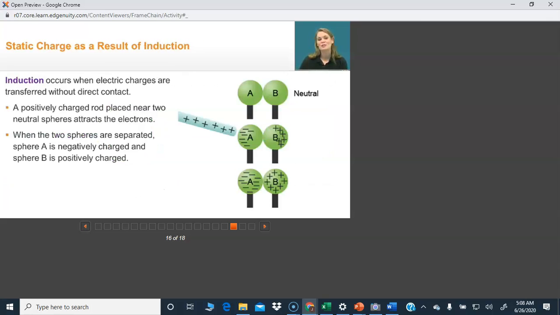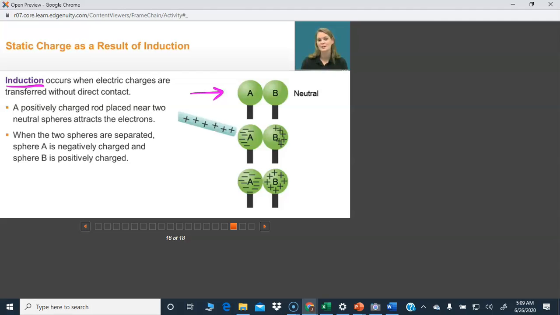The third way in which charges are transferred is induction. Induction occurs when electric charges are transferred without direct contact. At the start, we have 2 spheres, A and B, and they have no charge.